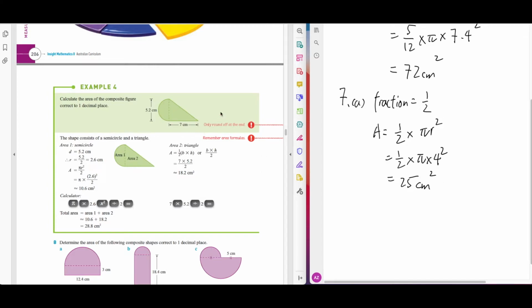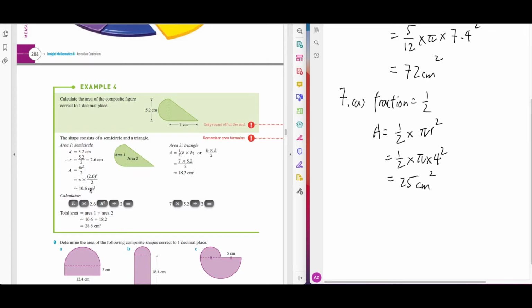If you look at this shape, you know that it is made up of a semicircle and a triangle. As you can see, they split it up into area 1 and area 2. All you have to do is find area 1, which is half a circle, by doing half times pi r squared, because this is just half a circle. So it's just pi r squared divided by 2, which is the same as half times pi r squared.